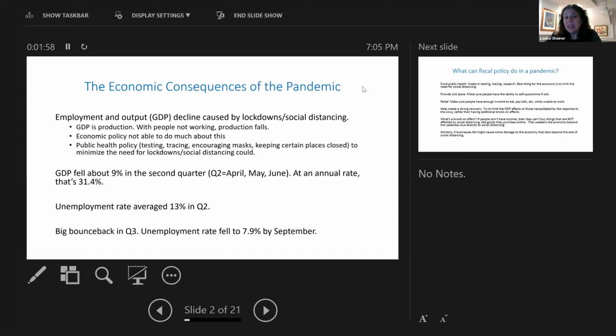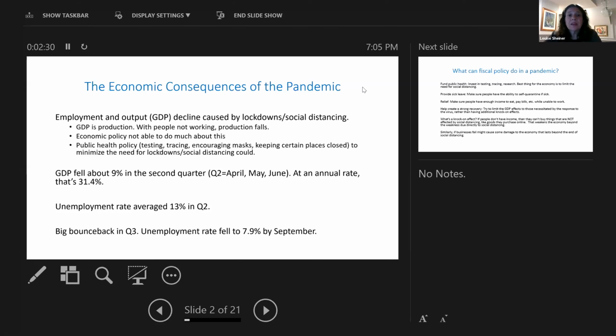There was nonetheless a really big bounce back in the third quarter. We don't have third quarter GDP yet, but probably the growth rates are going to be something like 30%, maybe 35%. The unemployment rate fell to 7.9% by September. And so we got a very big bounce down, a very big bounce up. But still, the unemployment rate is about 8%. And before the pandemic, it was 3.5%. So our economy is still in very weak shape and still well below potential, where it was operating before the pandemic.